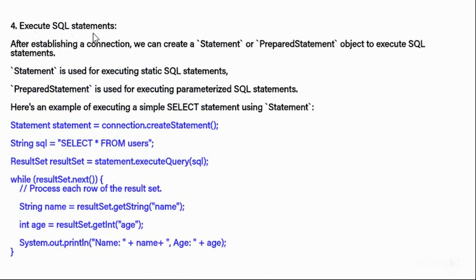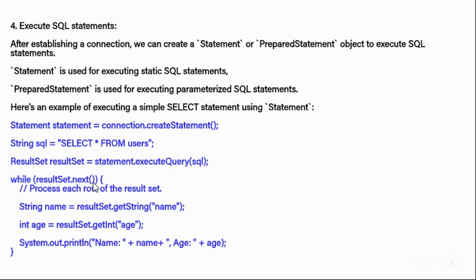4. Execute SQL statements. After establishing a connection, we can create a Statement or PreparedStatement object to execute SQL statements. Statement is used for executing static SQL statements. PreparedStatement is used for executing parameterized SQL statements. Here's an example of executing a simple select statement using Statement. Statement equals connection.createStatement(). String SQL equals select asterisk from users. ResultSet equals statement.executeQuery(SQL).